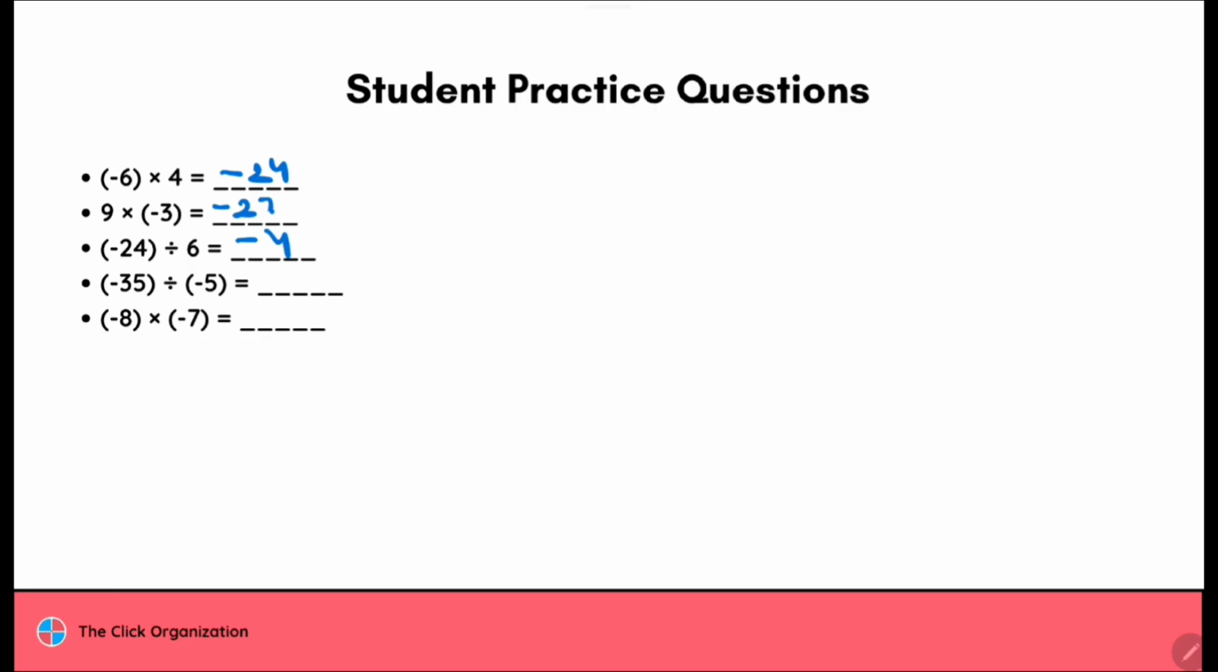The fourth question is minus 35 divided by minus 5. In this question, as you can observe, both the integers, they have the same sign. They have the same negative sign. In this case, the answer would be a positive answer. And 35 divided by 5 is 7.